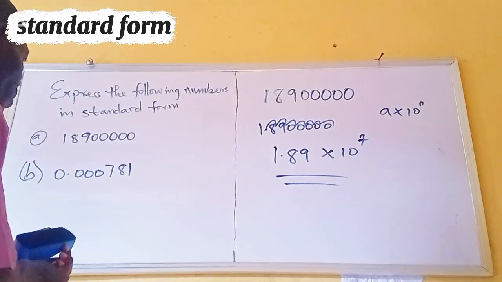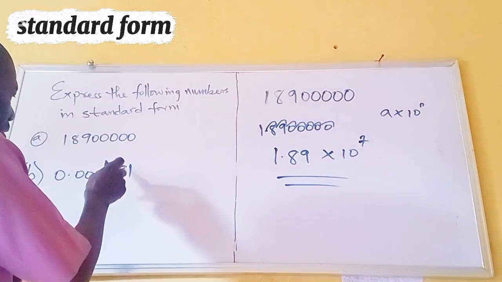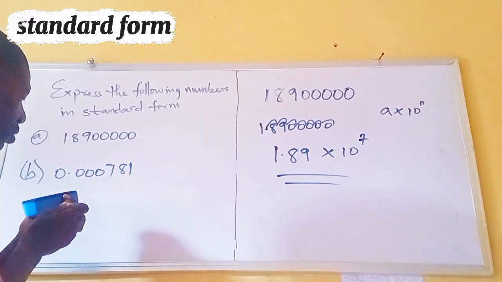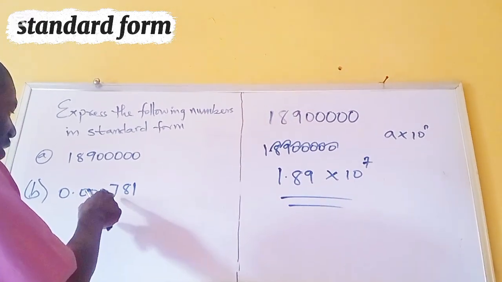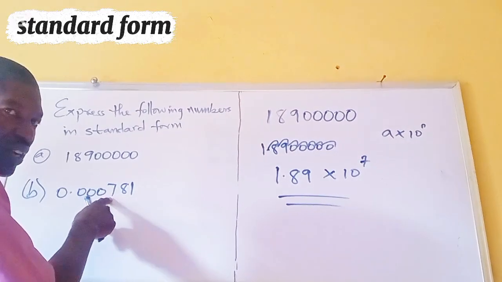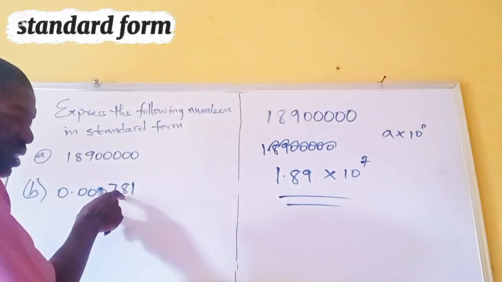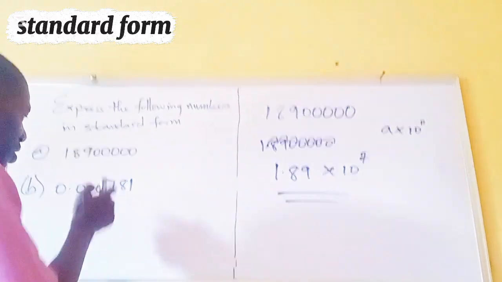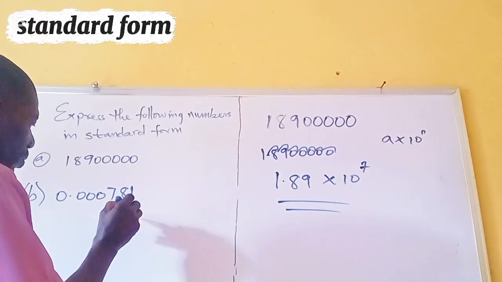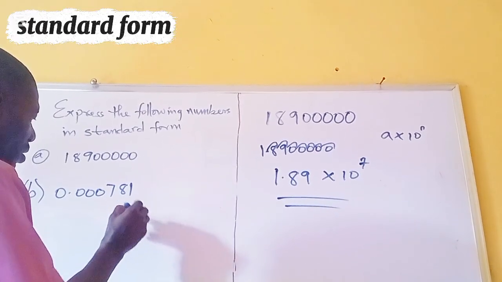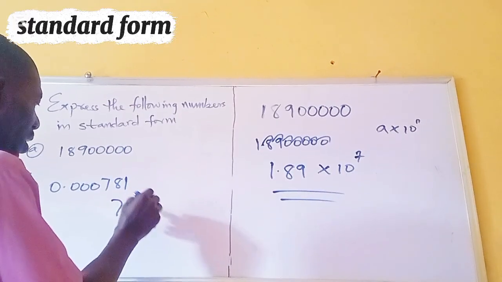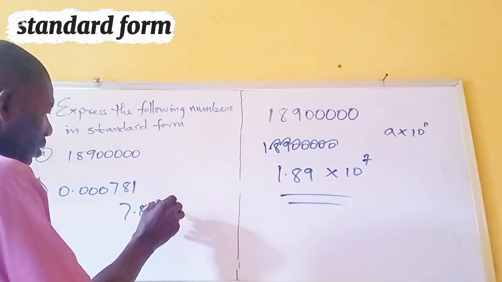So this now, I told you that you place your decimal point in between the first significant figure and the second significant figure. This is our first significant figure, 7. This is the second significant figure, 8. So it's going to be 7.8 times 0.81 times 10 raised to.